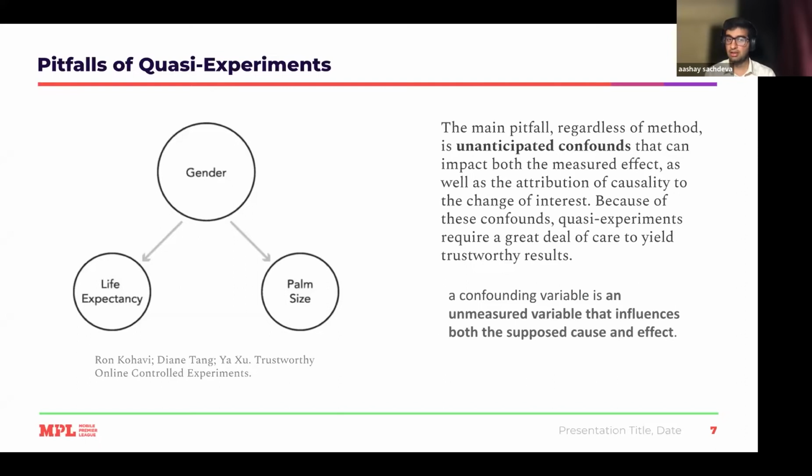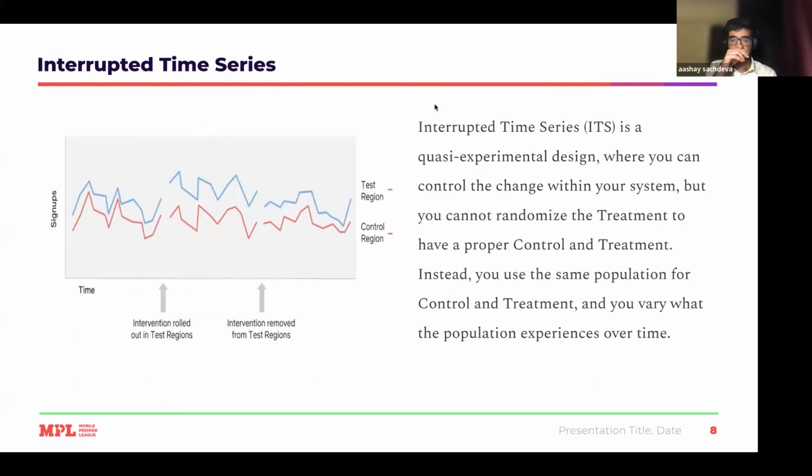So this is one of the biggest pitfalls of using quasi experimentation. And while we design the experiment, we have to make sure that we know about these so that we can take care of them. Yeah. So coming to the first method, and this is quite a simple method to perform.